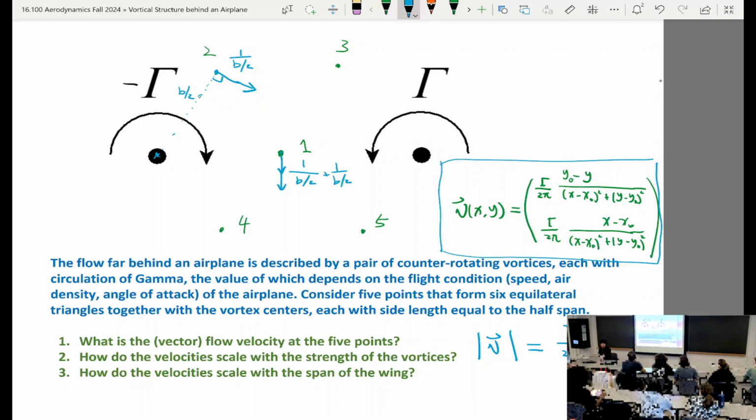Oh, I'm sorry, I didn't multiply by gamma over 2 pi. I forgot about this. So the velocity induced by the left vortex is 1 over b over 2 times gamma over 2 pi. How about the velocity induced by the right vortex? It is pointing towards this direction.